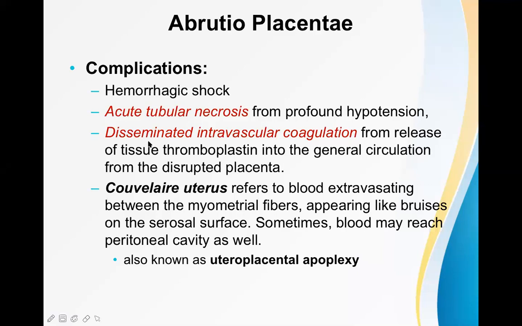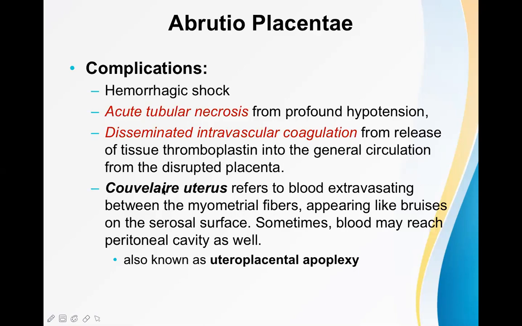The third important complication is DIC. Many times we talked about this. This DIC is an important complication, and it occurs from the release of tissue thromboplastin into the general circulation, and this occurs from the disruption of the placenta. So DIC, and the manifestations of DIC would be bleeding, okay, from different sites of the mother, as well as clot formation and blocking of microcirculation in different parts of the body.